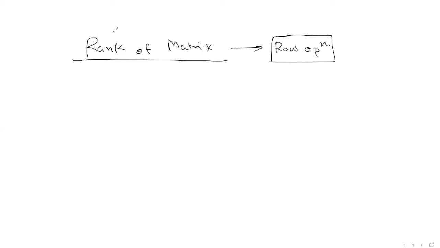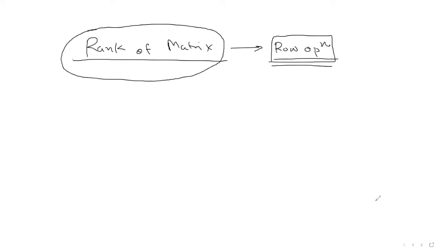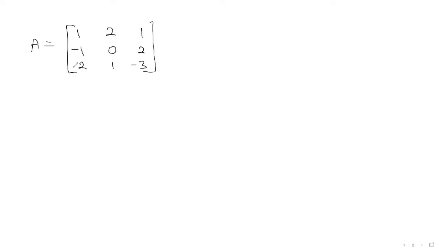So what we are discussing today is about the rank of a matrix and the procedure to do that. And to do this, we need to know all the row operations. How do you perform operations on a matrix? I'm taking this as an example. This is a matrix A. The question is: find the rank of A.